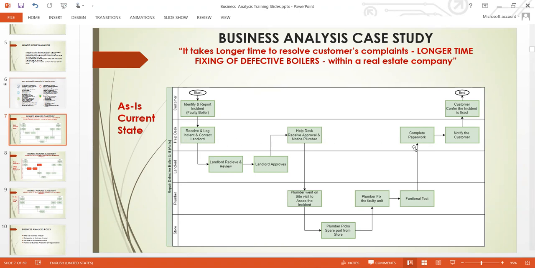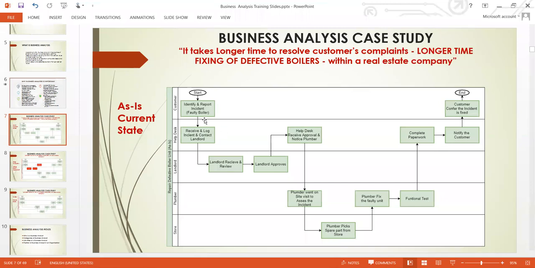The help desk officer will then notify the customer that the plumber has said the job is done, and the help desk will confirm that the plumber has actually fixed the incident. That will be the end of the process. You can see that it's a long process.